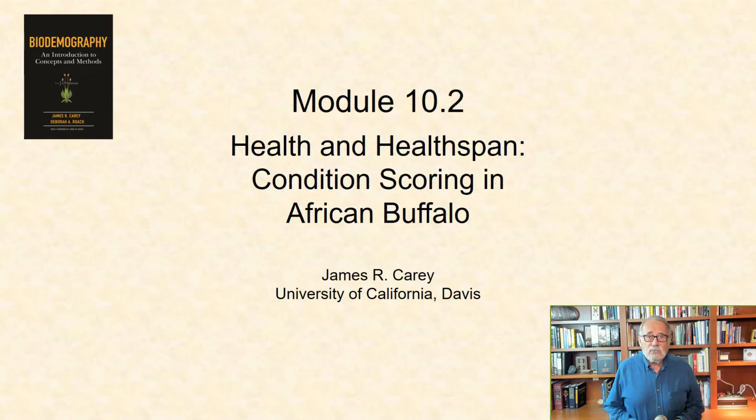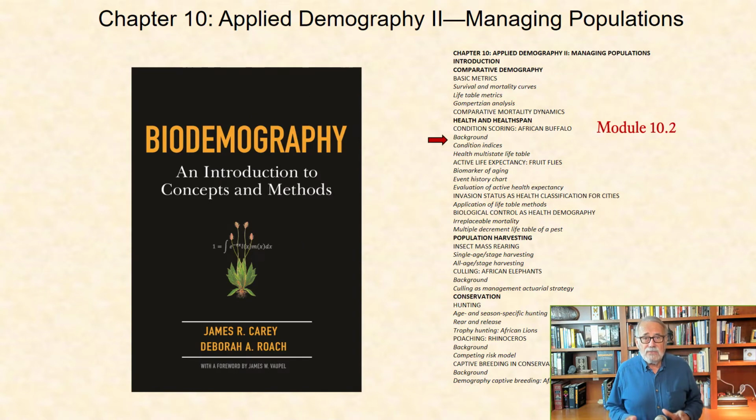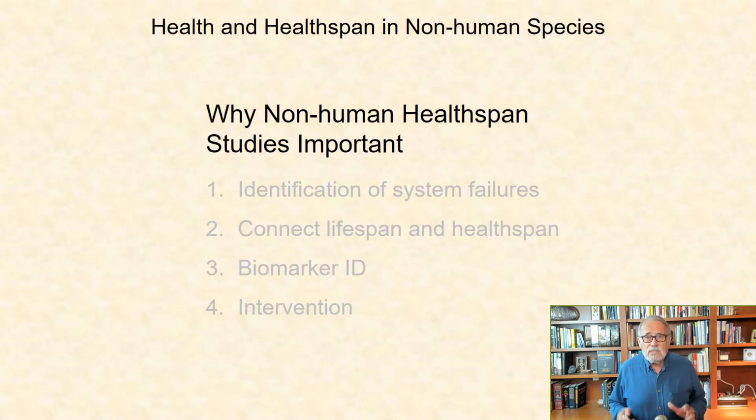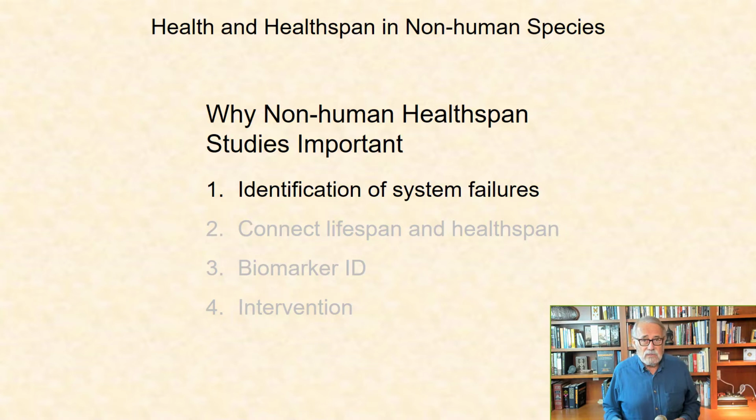In this second module of Chapter 10, Module 10.2, I cover health and health span concepts using a multi-stage model applied to non-human species. There are at least 4 reasons why basic health span studies on non-human species are important. First, identification of system failures. Functional senescence studies will identify key organ systems that fail with age, some of which may be directly involved in survival or tied to impaired functional status, but not mortality.